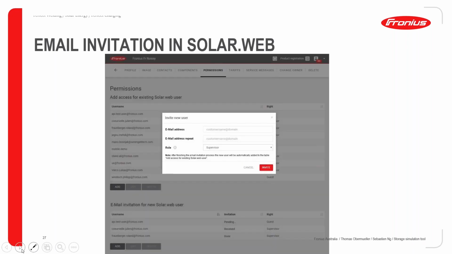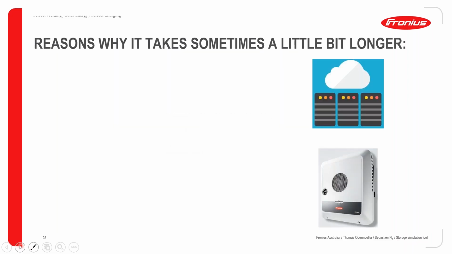So that's the next feature we're working on. You just have to type in an email address and select which kind of role you want to share. You can share supervisor rights or guest rights to the customer, and then the customer gets an email invitation with a short explanation. They have to register, and afterwards they have the rights which you sent them directly in their account. It should help you to make your life easier.